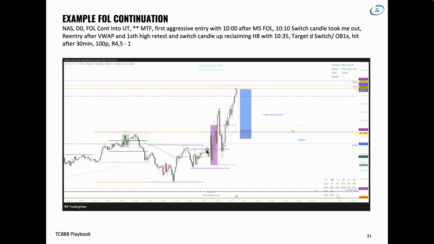Here is the first hour high. You see these two levels. Retesting that, coming back up. Switch candle up, that's this green one here. Reclaiming the 8-hour, that's this one here. So here I entered it.